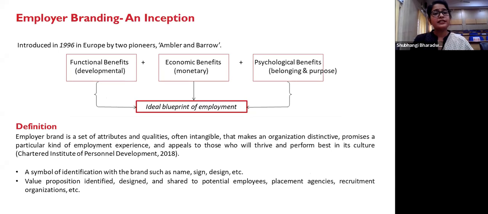In a seminal paper of 1996, Ambler and Barrow coined the term employer brand, where they identified it as a bundle of functional, economic, and psychological benefits provided to the employees. They identified training and development opportunities relating to the functional benefits, monetary value relating to the economic benefits, and employee sense of belongingness and well-being relating to the psychological benefits, portraying an ideal blueprint of employment. According to the Chartered Institute of Personnel Development, employer brand has been defined as a set of attributes and qualities that are often intangible, making an organization distinctive, promising a particular kind of employment experience, and appealing to those who will thrive and perform best in its culture.